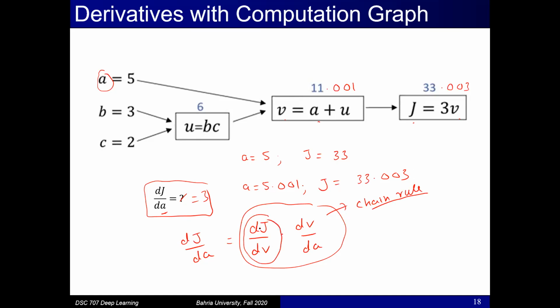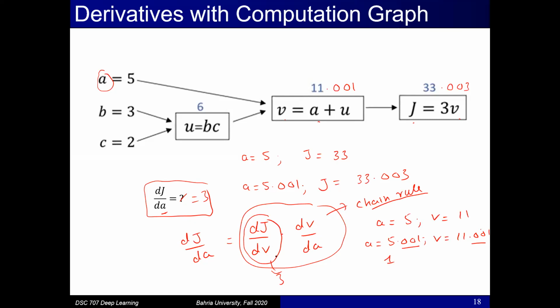We computed it in the previous slide. This was 3. Now let's compute this dv over da, that is, what will happen if I change A. You see, when A was 5, V was 11, and when A becomes 5.001, V becomes 11.001. So the change here and the change here is the same. If I divide this by this, I actually get 1.